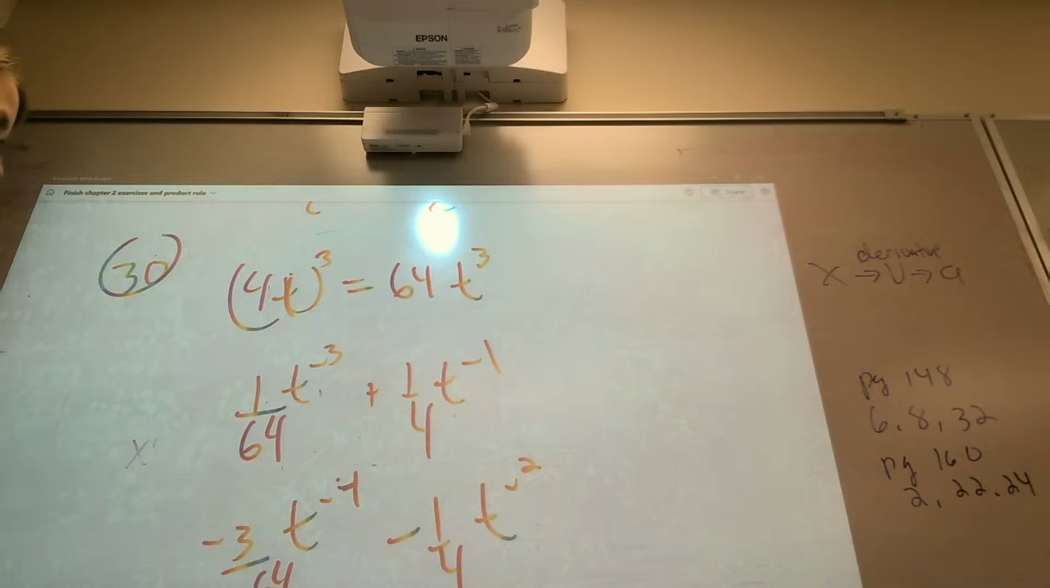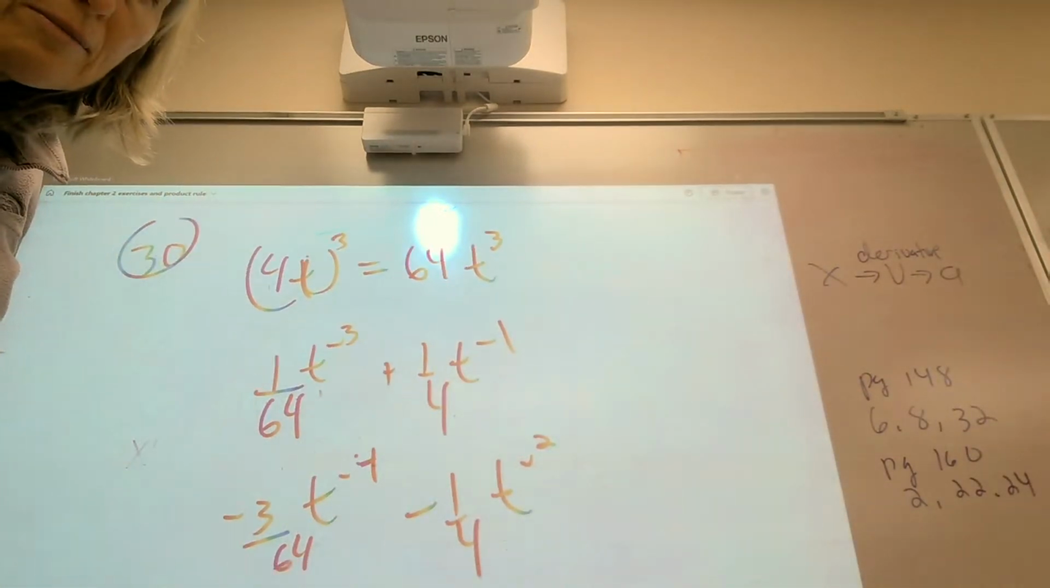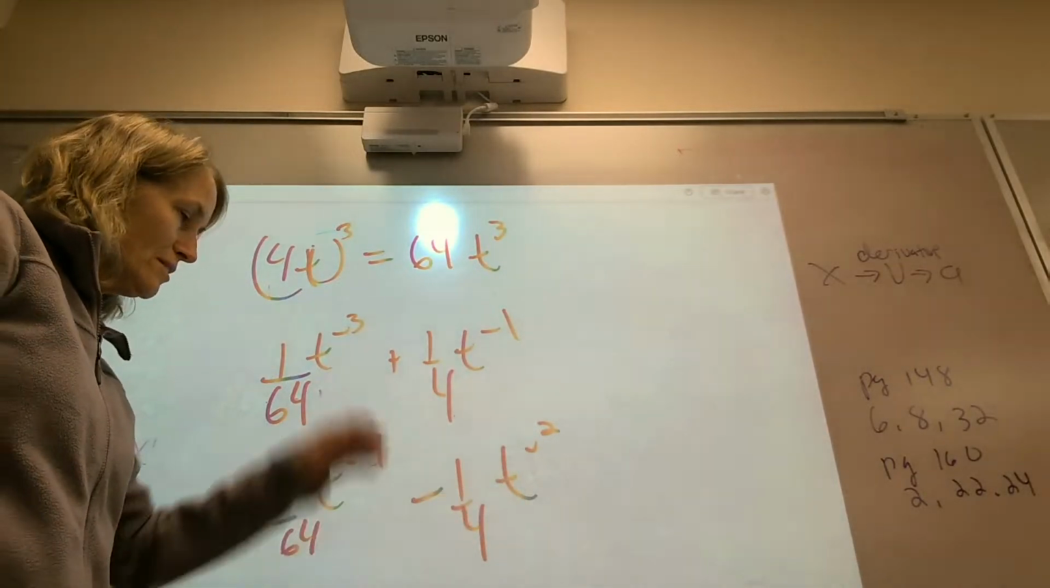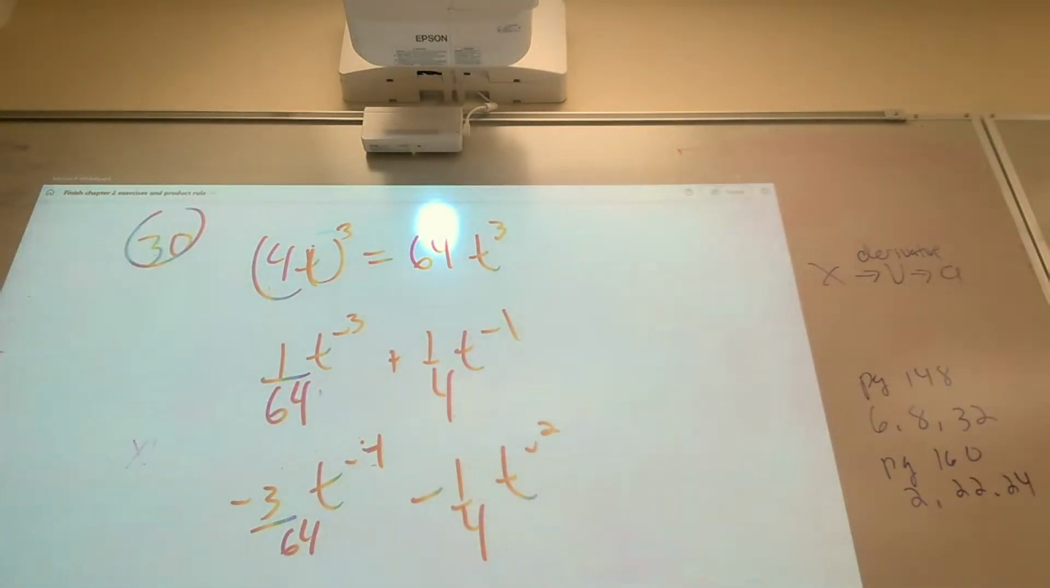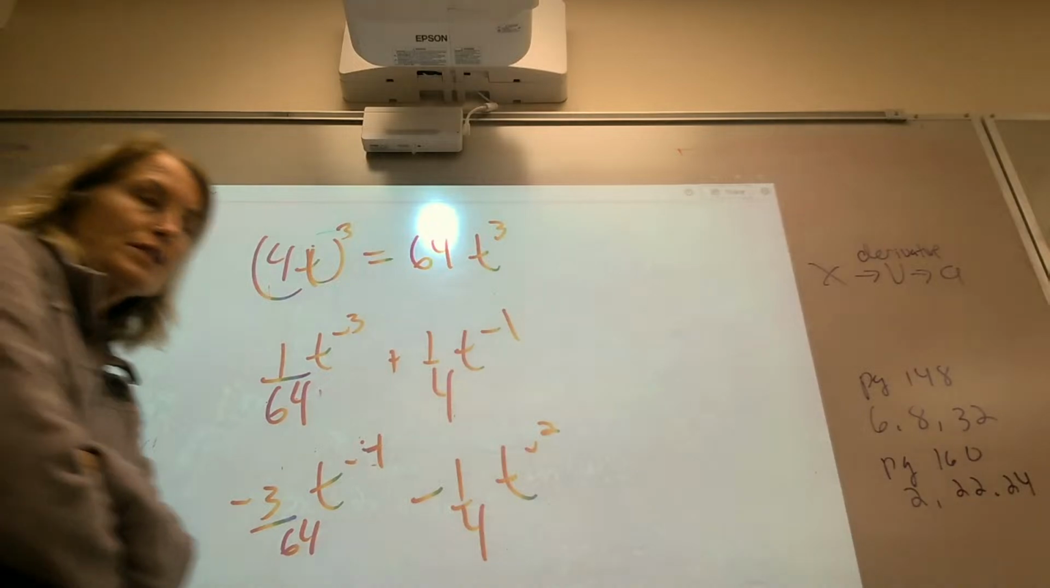And then we have to take the derivative. So we take the derivative of this, we get minus 3 t to the minus 4 over 64 minus t to the minus 2 over 4. Did anybody get it? That one was harder because you had to divide it out. But we did a couple of those. If you didn't get it, just fix it.